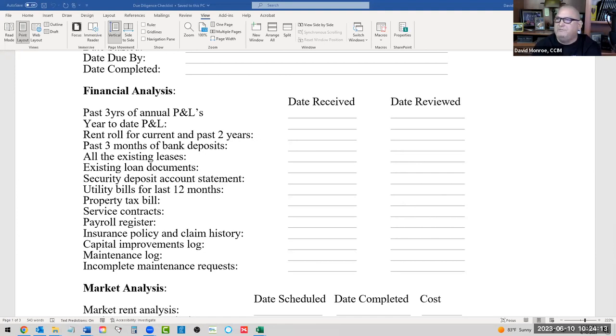Payroll register. If there are employees on the property, you want to see a payroll register. What are they being paid? What are their benefits? Everything that is on payroll taxes, all of it. You want to make sure that those payroll taxes have been paid. You do not want to be responsible for having to pay the payroll taxes, especially if you're buying it in the middle of the year. You definitely don't want to be responsible for their payroll taxes in the previous 6 months. So make sure those payroll taxes are getting paid.